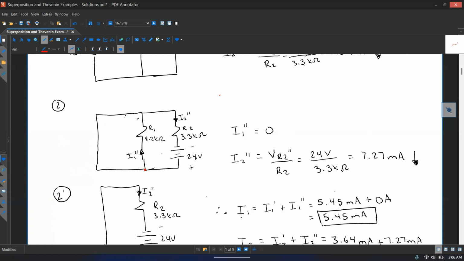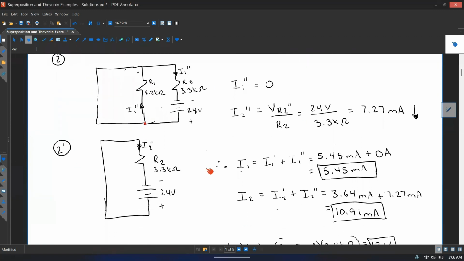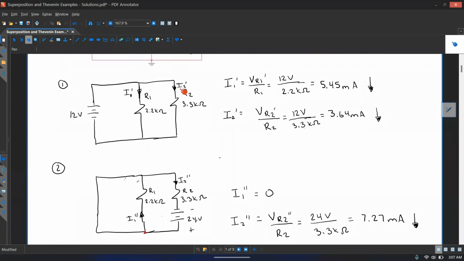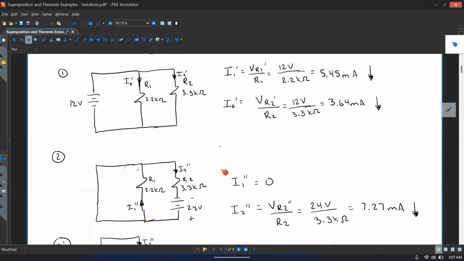In a sense, we can just redraw the circuit without it, just like I've done down here. I'll call this one 2 prime because it is a variation of circuit 2. And notice how I kept I2 in the same place. That's what I mean by keeping your current indicators in the same place, because it's going to help you out in the end.